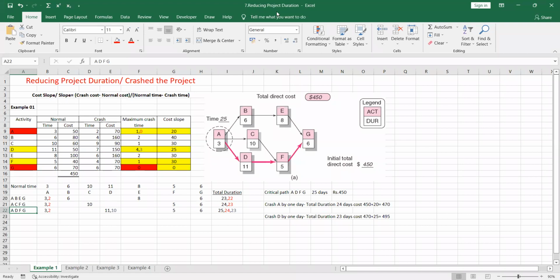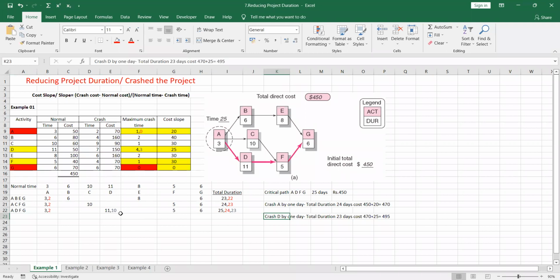So please make sure to make a note on all of the things that I am explaining for you, right? So when you are doing your examples 2, 3 and 4, you will take questions like those. Then we are going to crash D activity by 1 day. That means the D activity 4 should be cut and made 3. So crash D by 1 day.